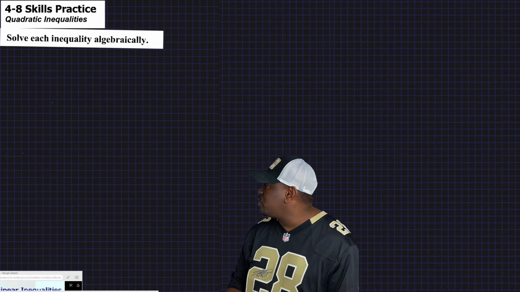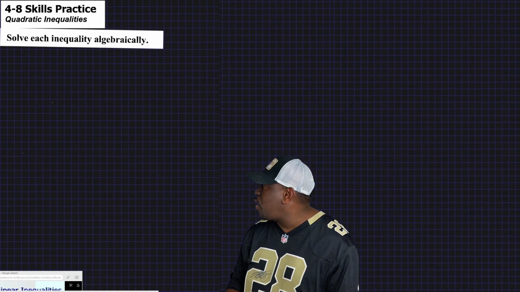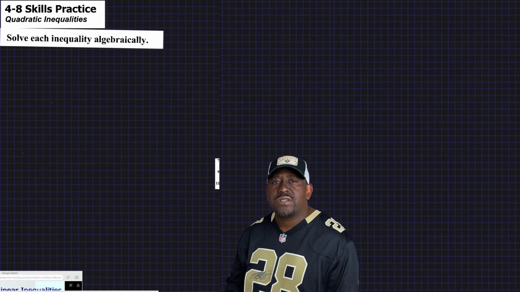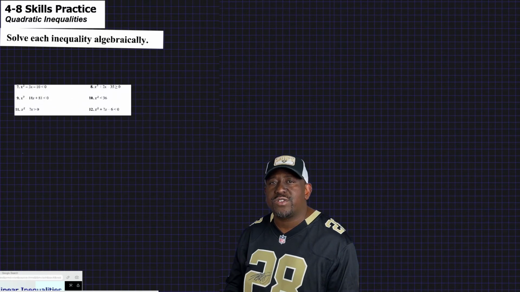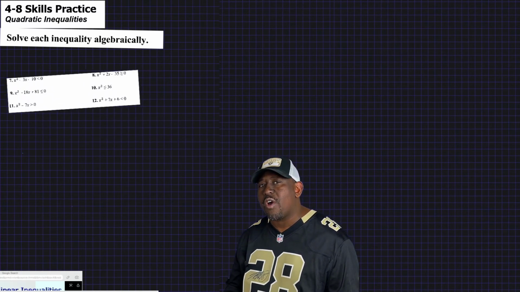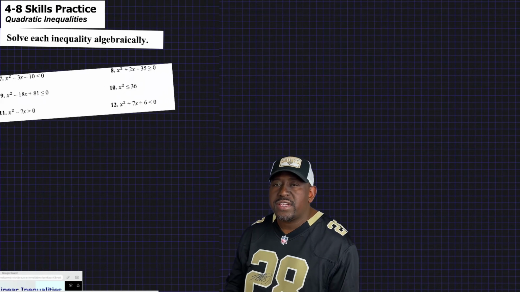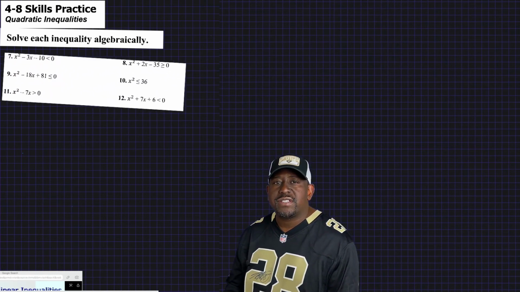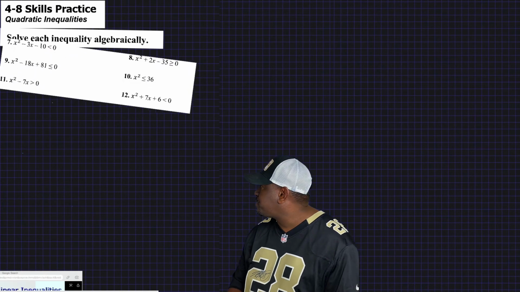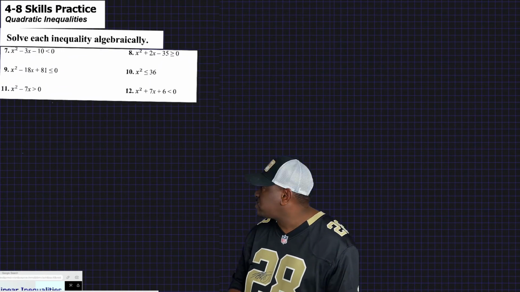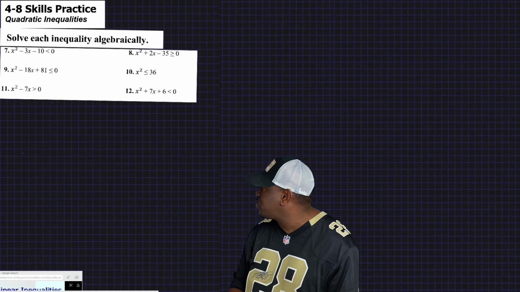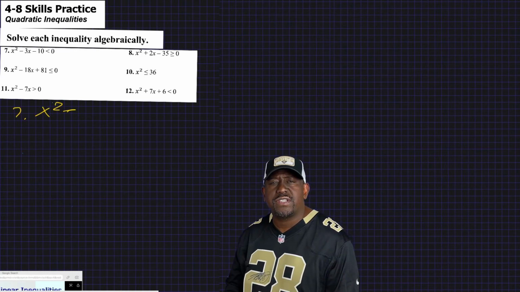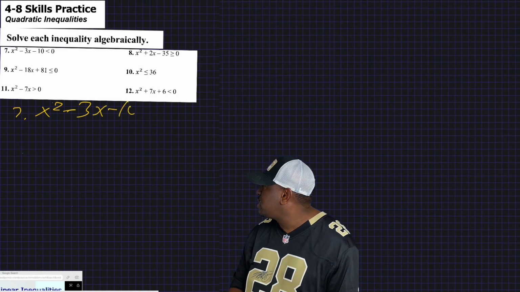So now we're going to do a problem where we're going to solve each quadratic inequality algebraically. We solved them graphically. Now we're going to solve them algebraically. So we're going to pick one of these 6 problems and do it as a group. We have here 7 through 12. Which one do you think the NOLA Mathman is going to do? We're going to go with the first one, number 7.